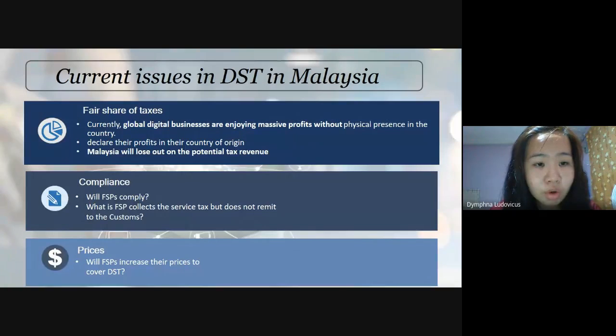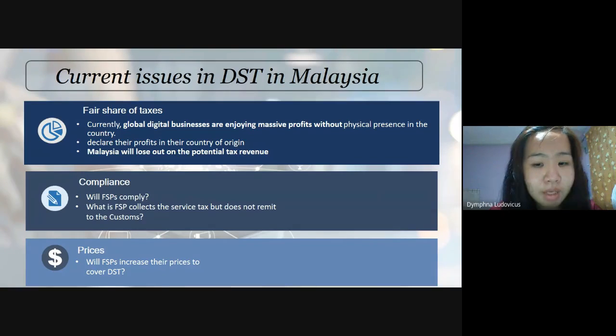So the current issues in digital service tax in Malaysia, for the fair share of taxes. Currently, global digital businesses are enjoying massive profits without physical presence in the country. Instead, these companies get to declare their profits in their country of origin, where their headquarters are located. Which means that other countries such as Malaysia will lose out on the potential tax revenue. Taxing the digital sector means there is a great opportunity for our government to receive additional assistance in strengthening and expanding the revenue base.